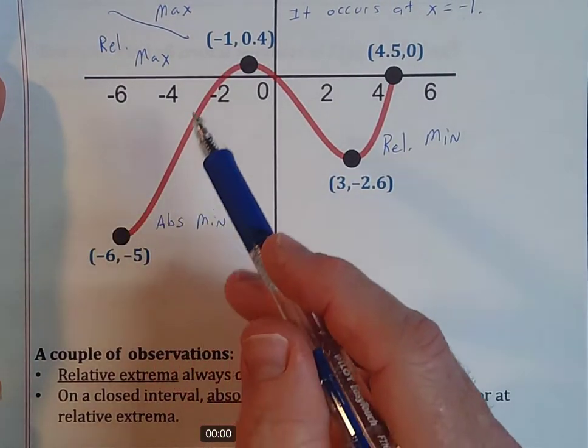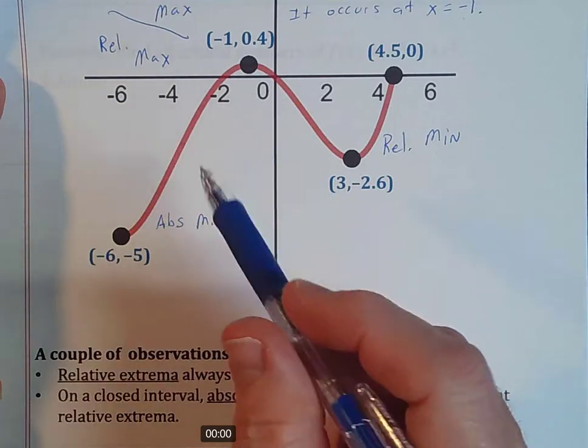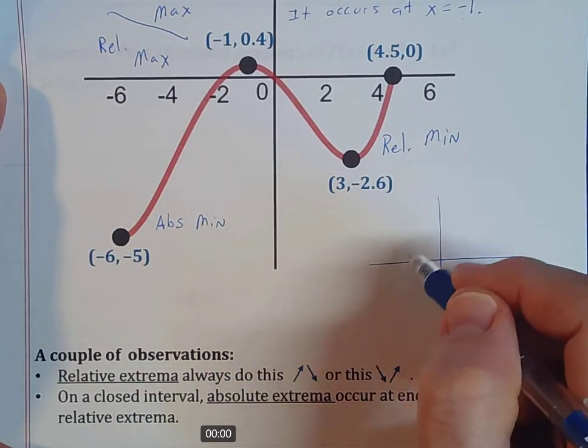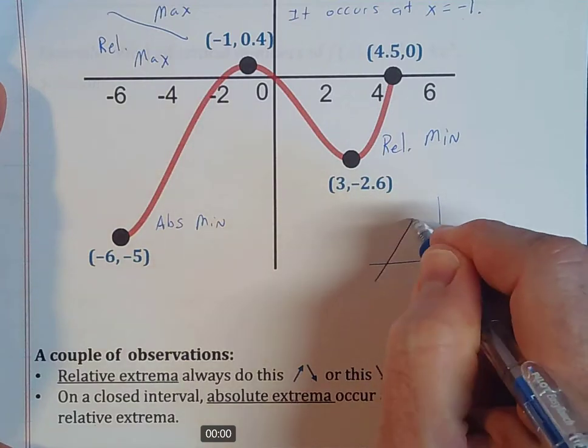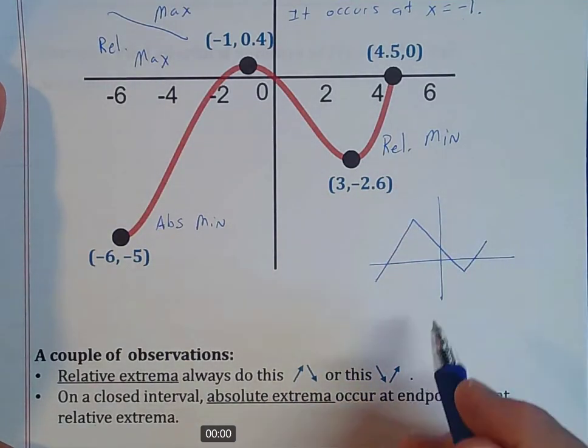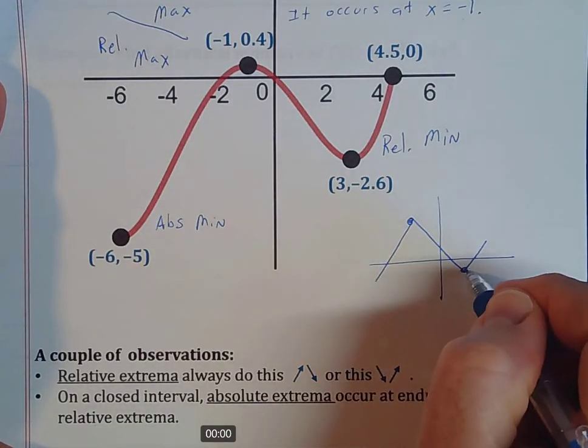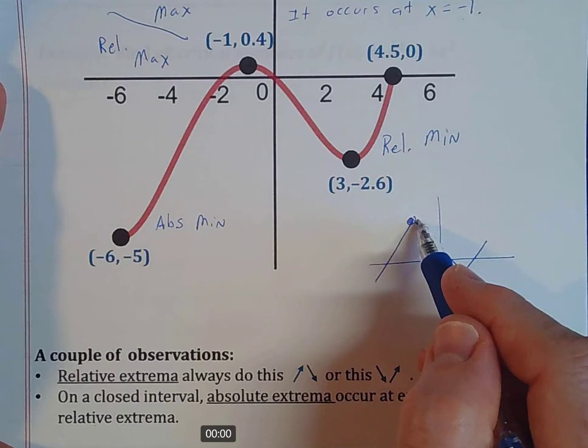And this is a graph where these are all nice and smooth, but it could be that we have some kind of graph that doesn't have these nice smooth curves, but does this type of thing. And so here we would have a max, and here we would have a min. Those would be relative maxes and mins. Looks like that would also be an absolute max.